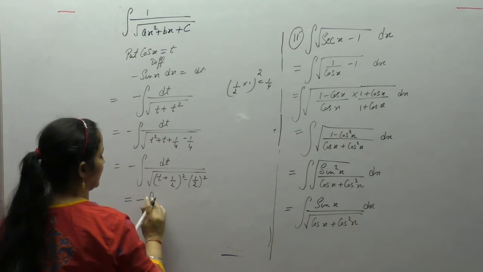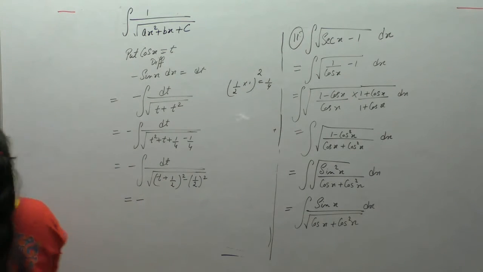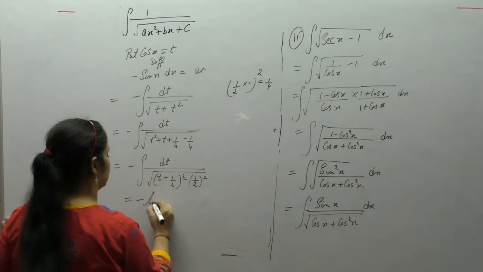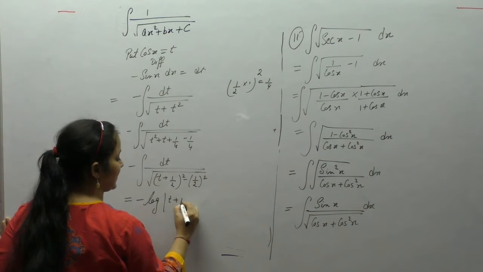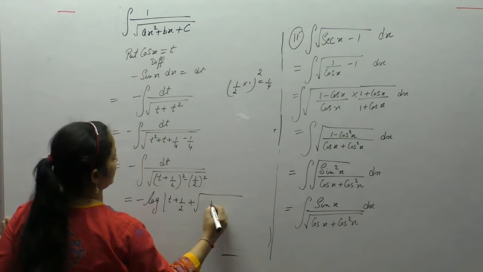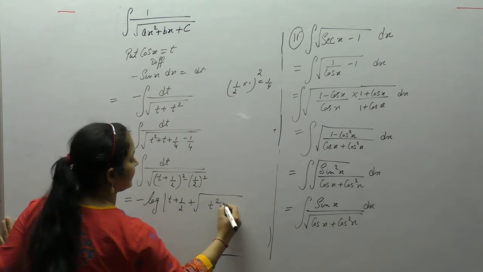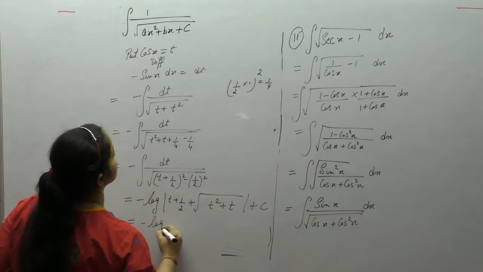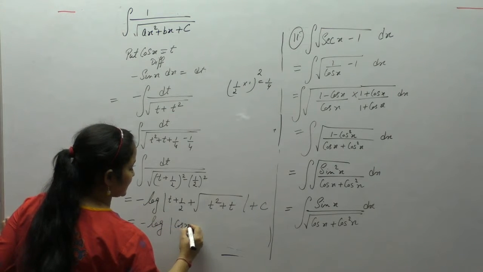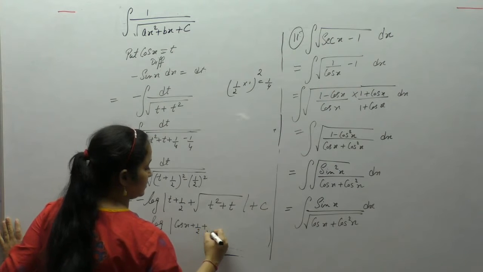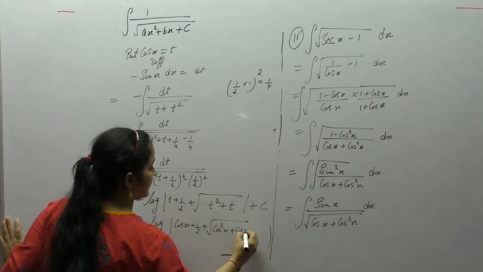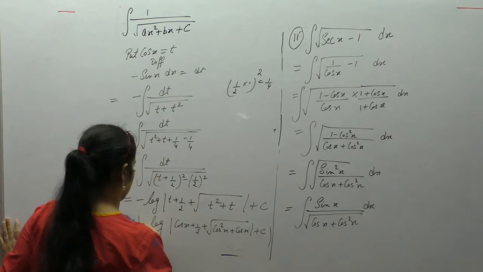Now apply the formula. The integral of 1 upon square root of x square minus a square is log of x plus square root of x square minus a square, that is t square plus t. Put the value of t here: t is cos x, so we get log of cos x plus 1 by 2 plus square root of cos square x plus cos x, plus c.